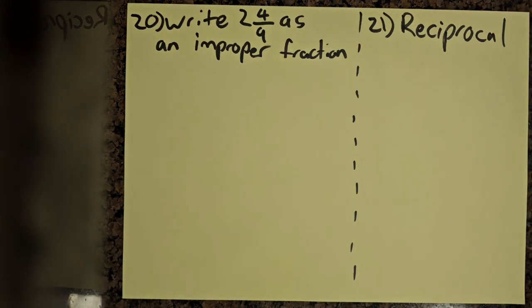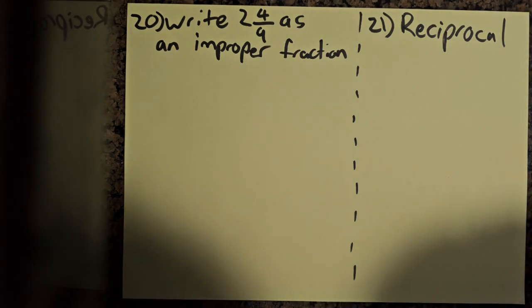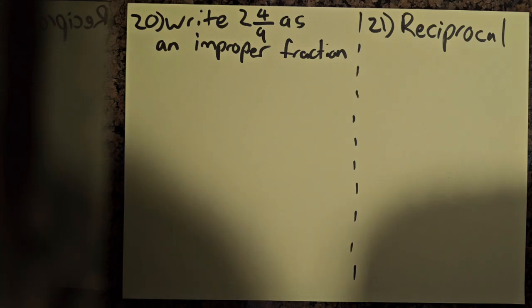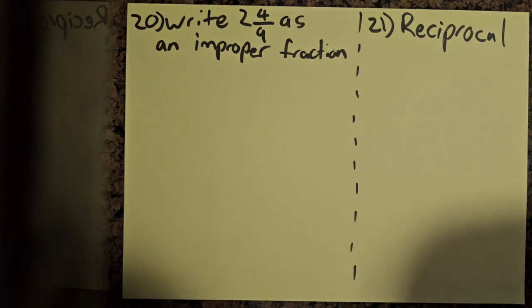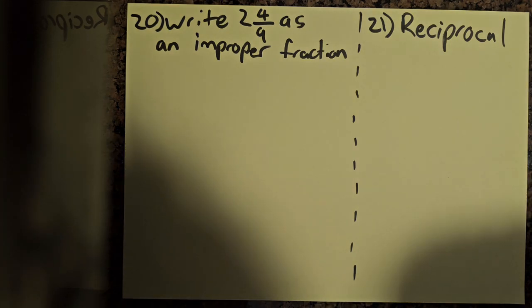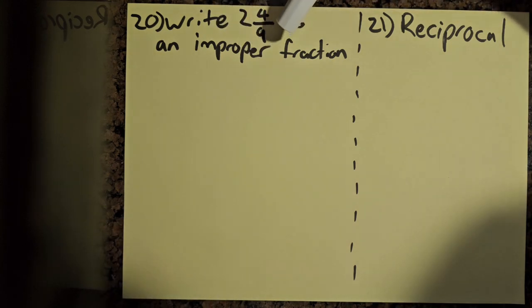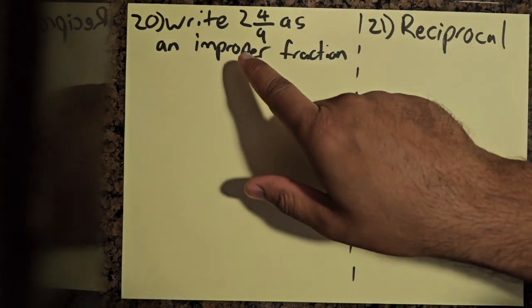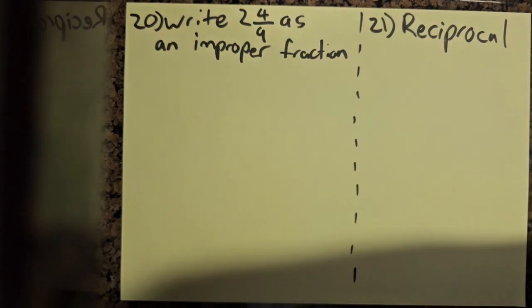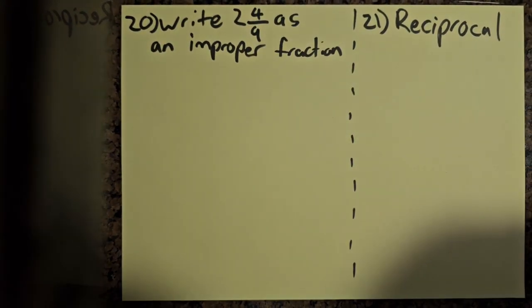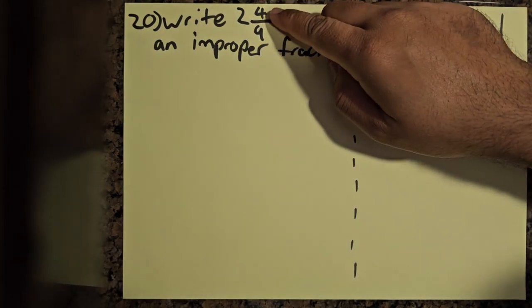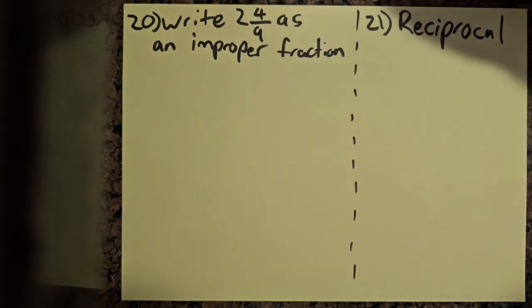Okay, now question 20 and 21 are linked to each other. In question 20, they want you to write the fraction 2 and 4 over 9 as an improper fraction. And then when you have that answer for question 21, they want you to write the reciprocal of that. Okay, so let's just speak about the types of fractions here. This fraction over here is what we call a mixed number fraction. It's called mixed number because it's a mix of a whole number and a fraction. Okay, but an improper fraction is when we have a fraction where the numerator is bigger than the denominator. Okay, this is very easy to do.